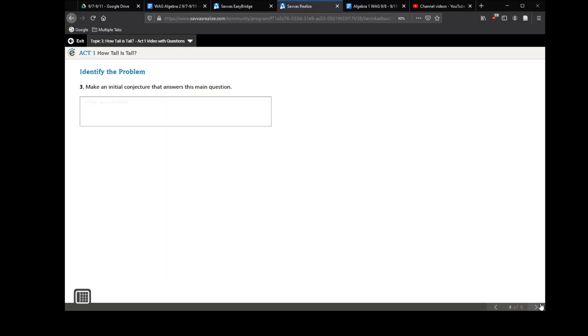Question number 3 says, make an initial conjecture that answers this main question. That initial conjecture, remember, is just a guess. What do you think it's going to be? Question number 4 is asking how you arrive at your conjecture. It's asking for some kind of logic that explains how you got that number. You're not just pulling a number out of thin air. There needs to be some kind of mathematical basis about how you got that number.